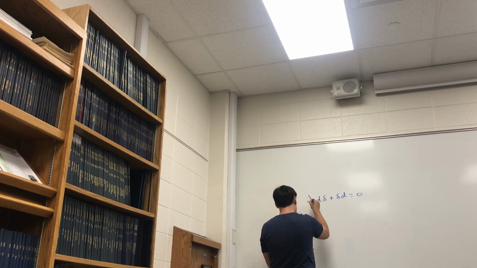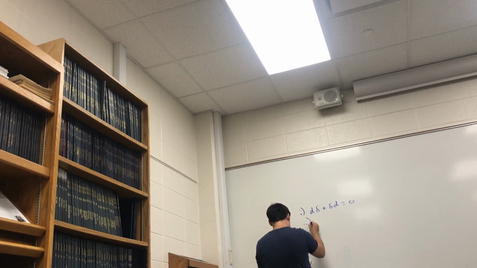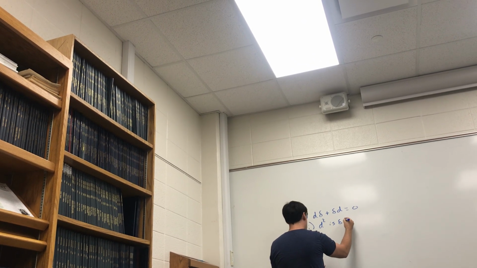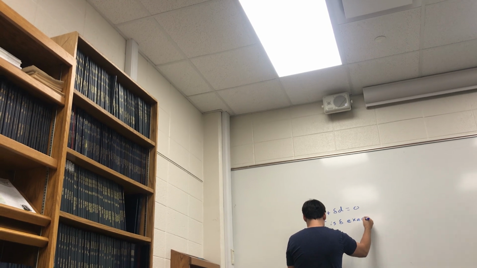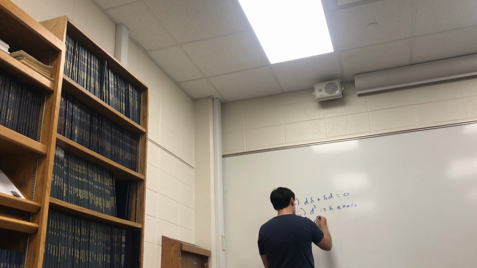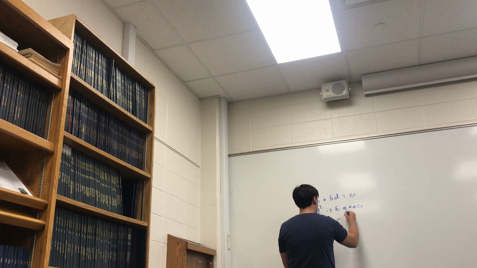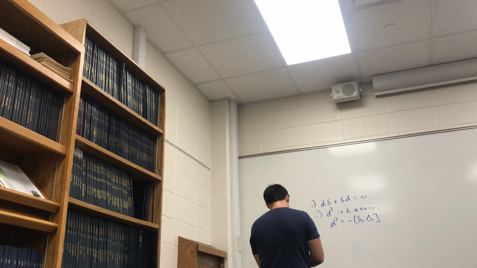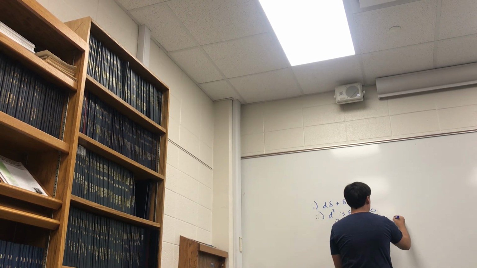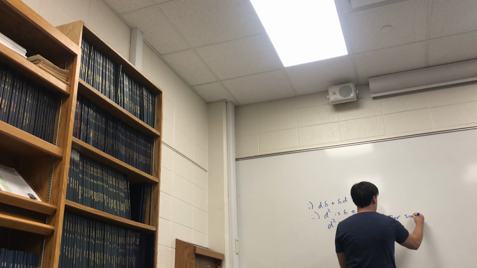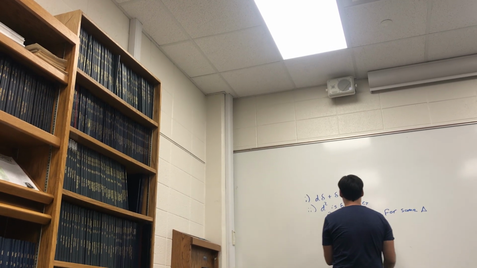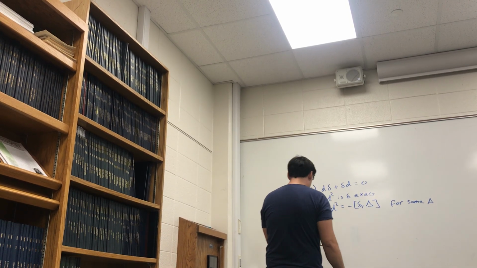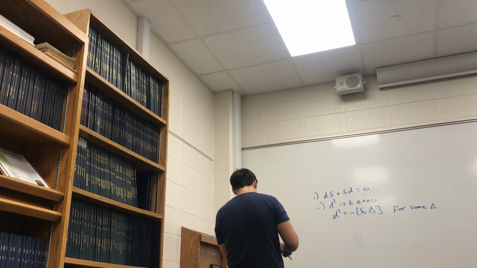And we have that d squared is delta exact, which means d squared equals negative delta commutator for some capital delta. There exists, if I wrote it this way, some capital delta such that this holds.